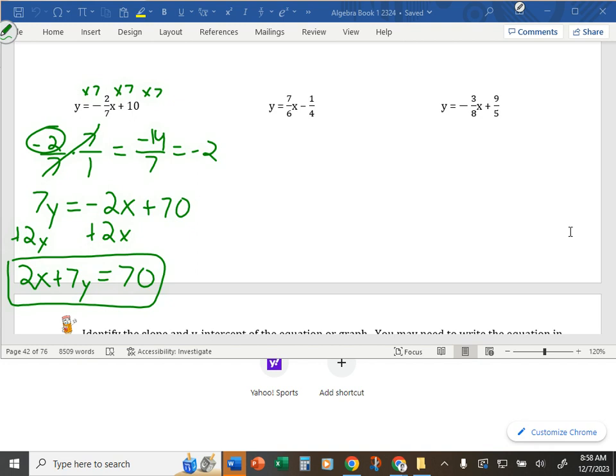The reason why we multiply by the least common multiple is because if we pick a number that both 6 and 4 go into, it will cancel them both out. Okay? So 12 being the LCD of 6 and 4, that is what we are going to multiply by.